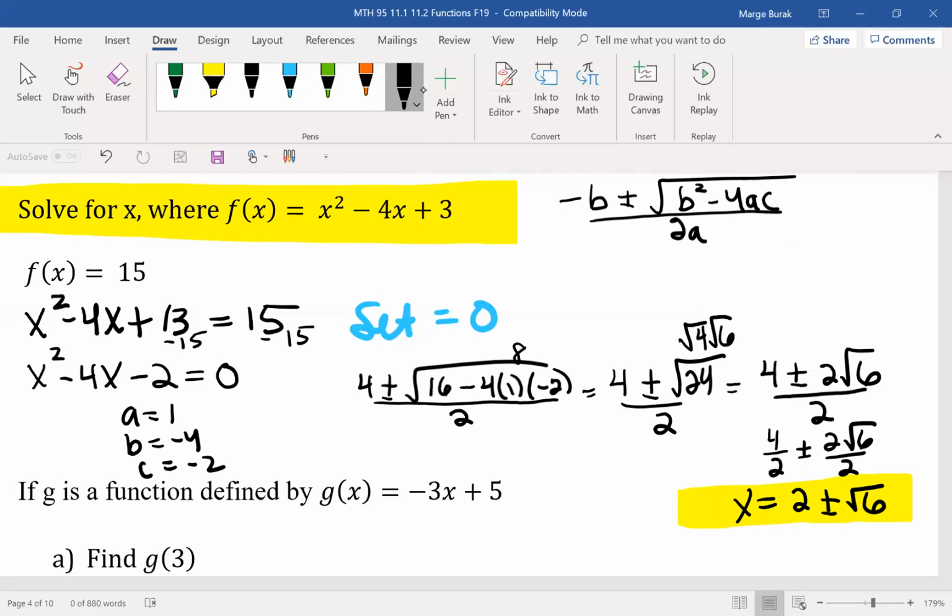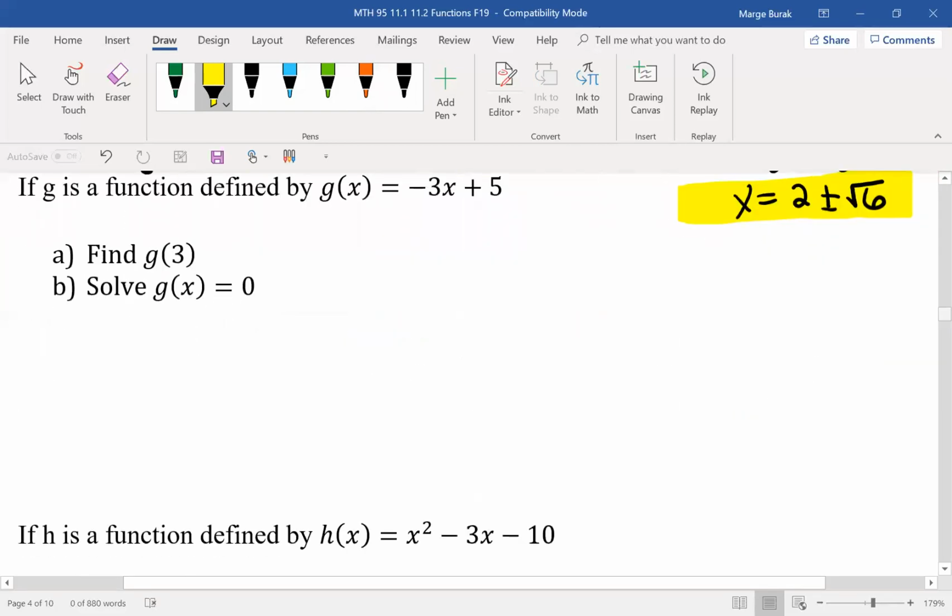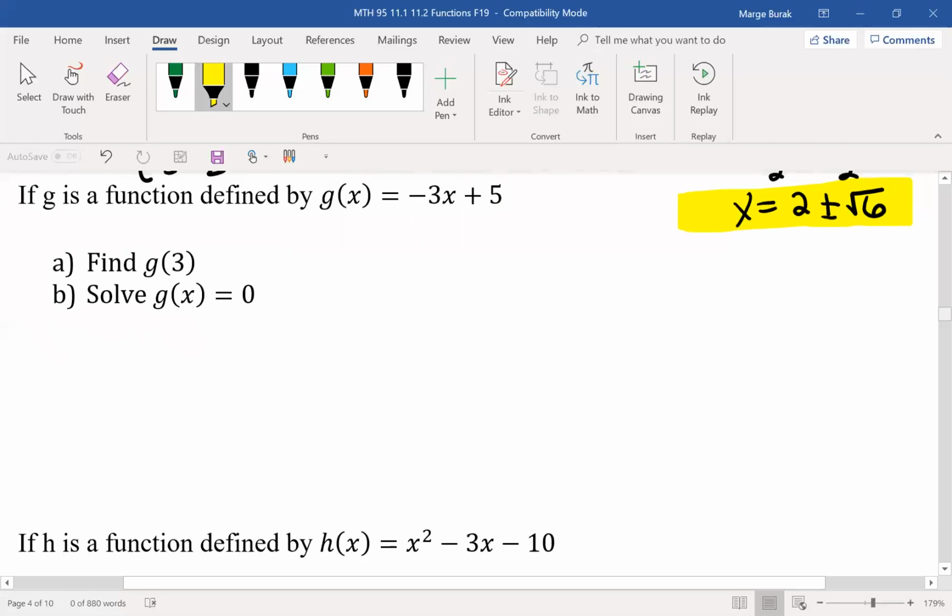So what that means is that f of 2 plus the square root of 6 will come out to be 15. And also f of 2 minus the square root of 6 will come out to be 15. Oh boy. There we go. Okay. I am going to pause the video here, and this will be continued.